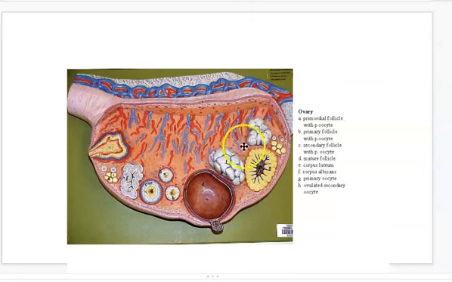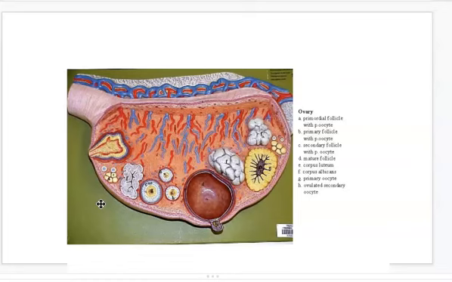So this is an ovary. Remember I told you females are born with all the primary oocytes they will ever have. Those primary oocytes are in what are called primordial follicles. So a primordial follicle is a very tiny follicle with a primary oocyte in it. When a baby female is born, if you look in the ovaries, you're going to find primordial follicles with primary oocytes in them.